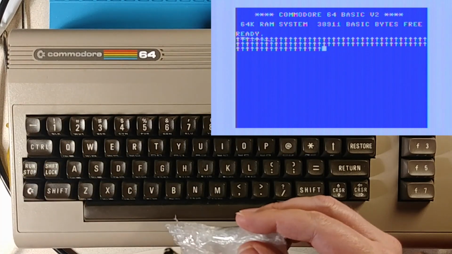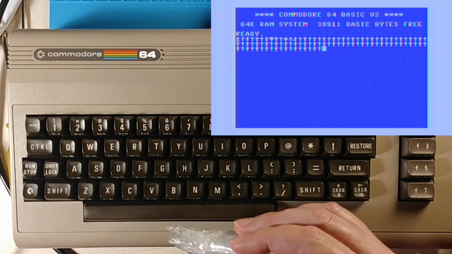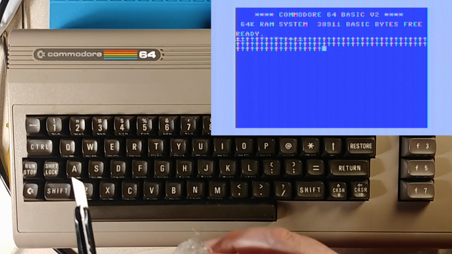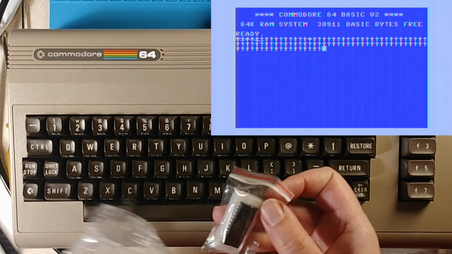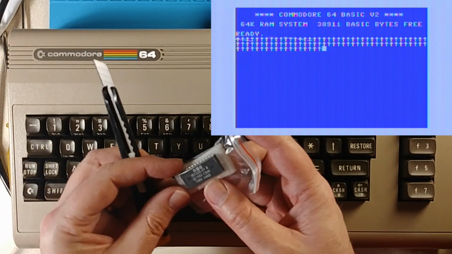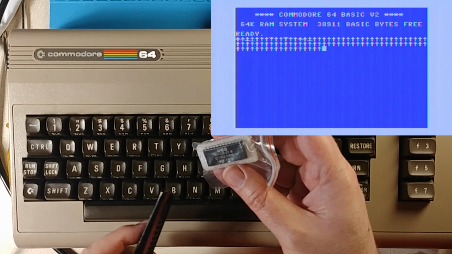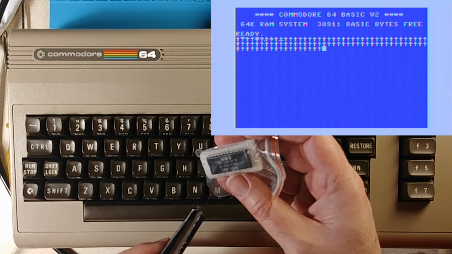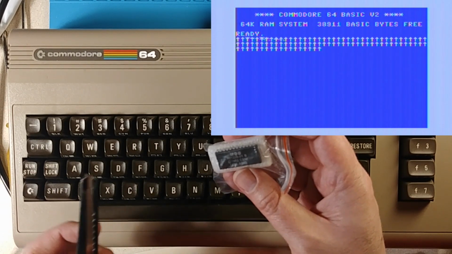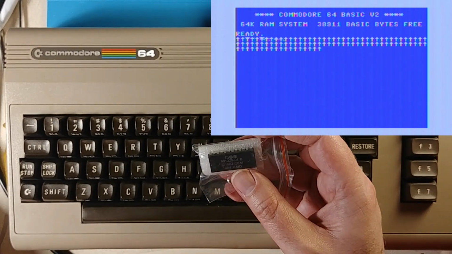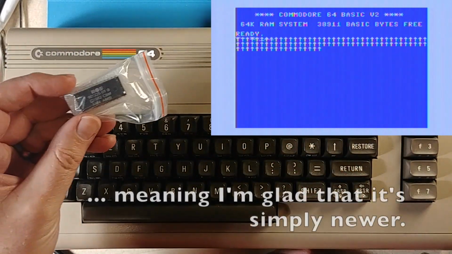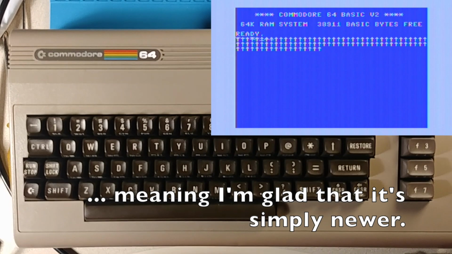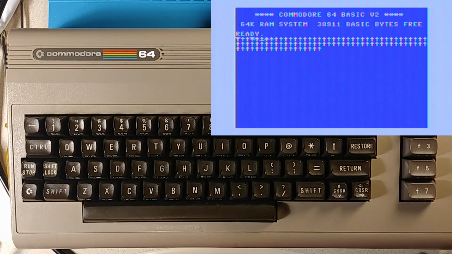On my machine, that chip happens to be socketed. So I bought this one off of eBay, and it's also dated the 14th week of 84, I guess. So that's probably good news that it's a different version of the chip than I had. So, all right, well, let's power down and take the 64 apart.